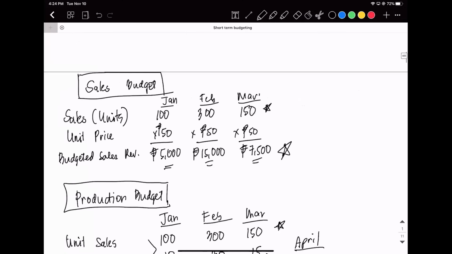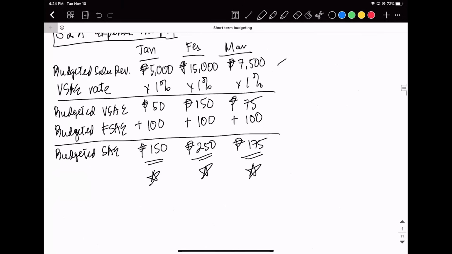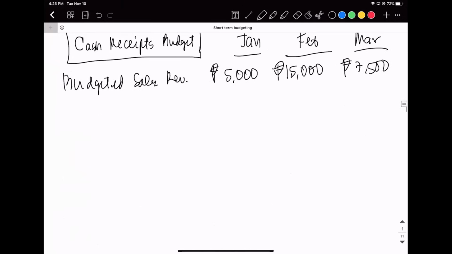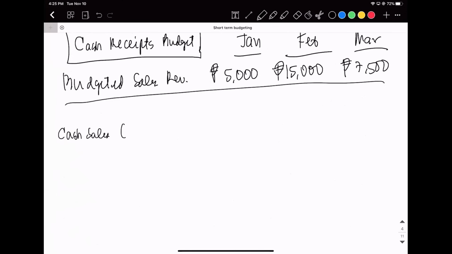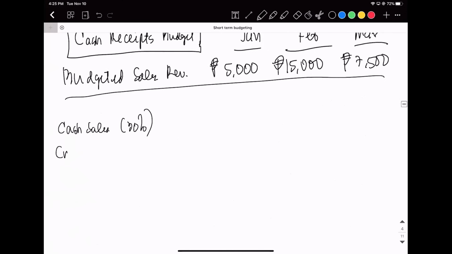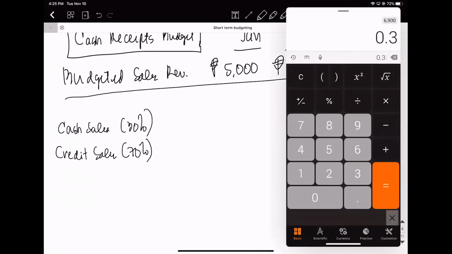Okay, so balik na tayo. 30% and 70. Saka 75. Ayan, tatandaan mo lang. So budgeted sales revenue. So unahin natin ang cash sales. Cash sales, 30% daw. So i-compute na natin. And then ito, credit sales. Ito naman yung 70%. Ayan. So 30% unahin natin. So 0.3 times 5,000. That's 1.5.